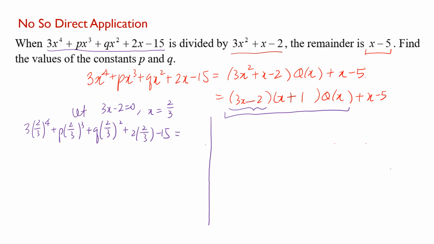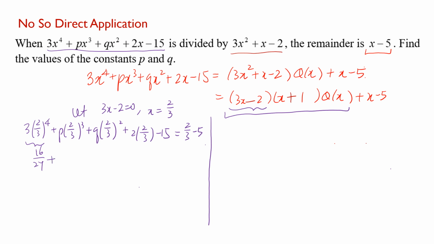Not to forget, I still have my remainder, which is x minus 5. So I'm going to substitute x to be 2/3, so it's 2/3 minus 5. You can use a calculator to help you work this out. That will give you 8 over 27. Oh wait, let me verify it, make sure it's correct, otherwise you will have to redo the whole thing. 2/3 to the power 4 is 16 over 27. Luckily it works out. Use a calculator to try again. So that will give us 16 over 27.